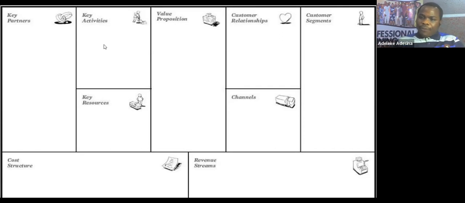Platforms, creating a platform. Like Facebook that creates a social platform. You have Amazon that creates a service platform, an online marketplace, which can be a key activity. Creating platforms that allow you to connect your different customer segments. Your key activities can also be marketing. It can be sales, it can be customer service, it can be research and development.